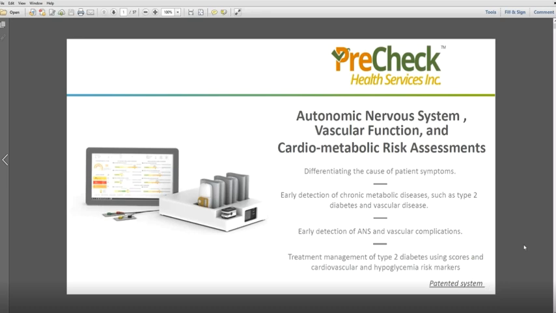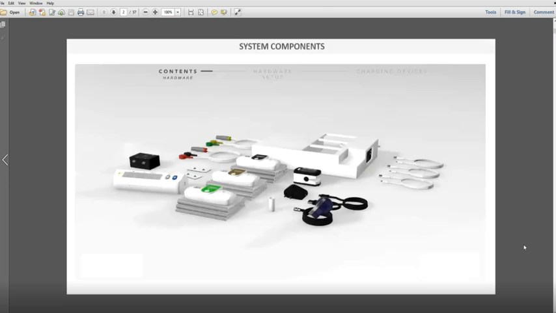And finally, the device allows treatment management of type 2 diabetes. And we have some scoring markers as well as some risk markers that you'll find important for the doctor to have in order to treat his patients.